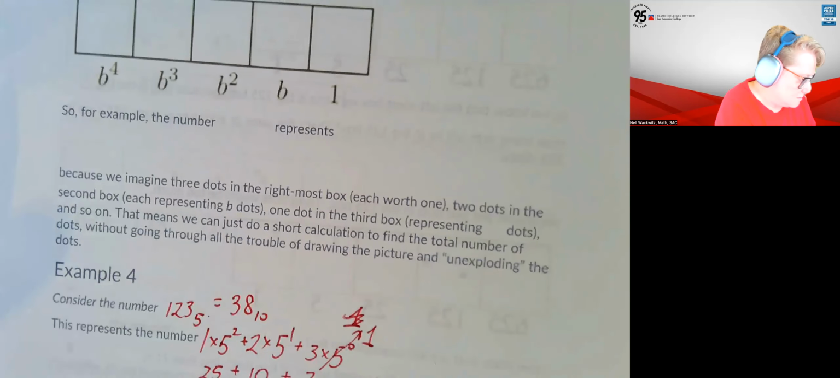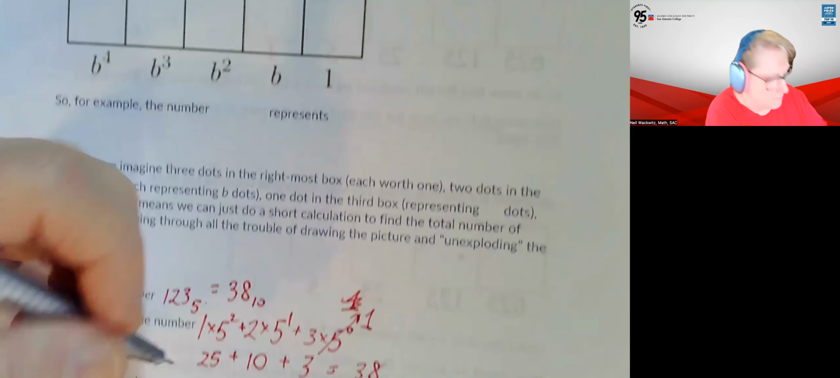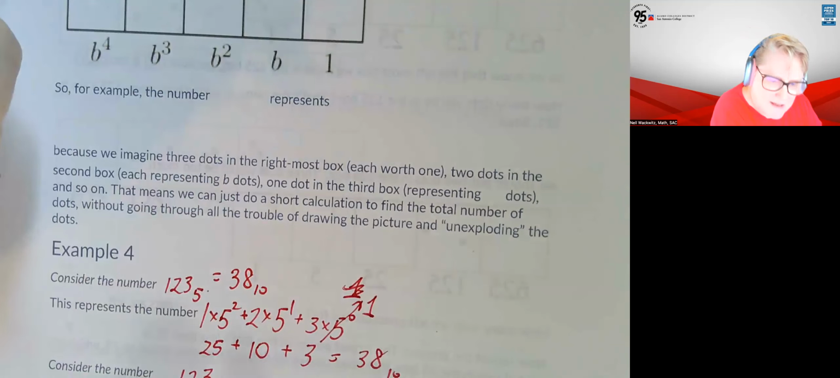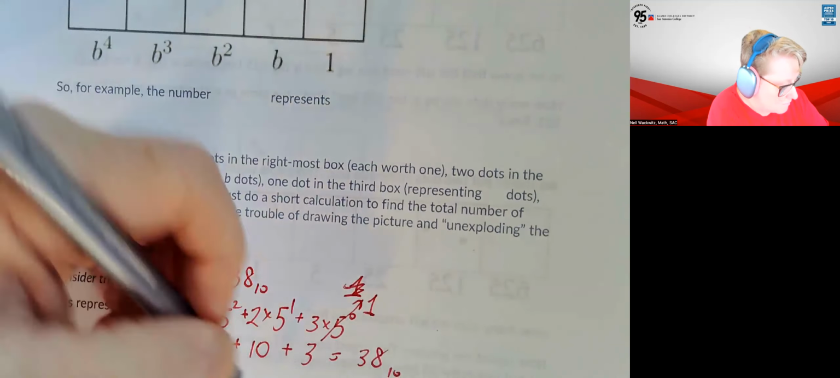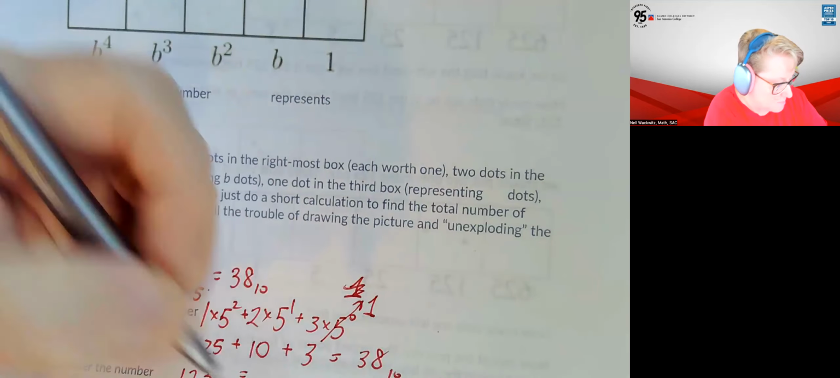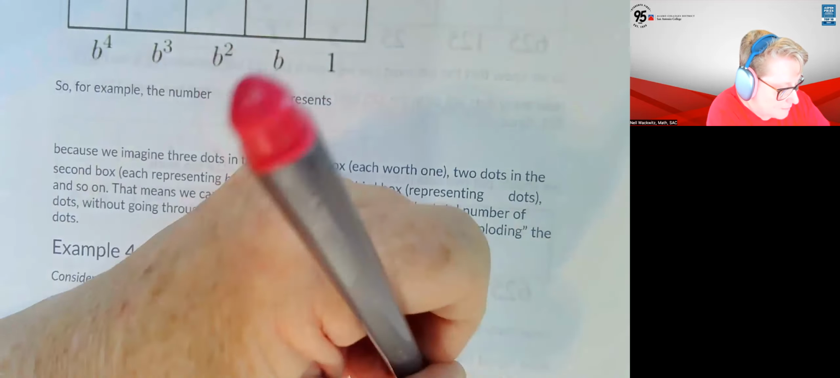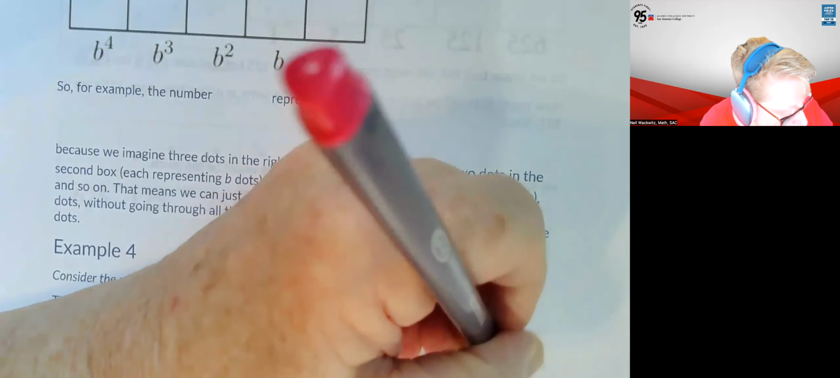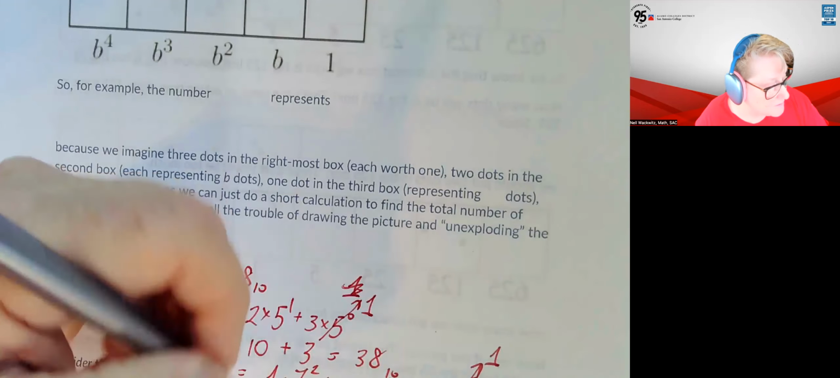What about the number 123 base 7? What is that equivalent to base 10? Well, we have 1 in the 7 squared place. We have 2 in the 7 to the first power place. And we have 3 in the 7 to the zeroth place, which is just the ones place. So we have 3. 2 times 7 is 14. 7 squared is 49, times 1 is 49.